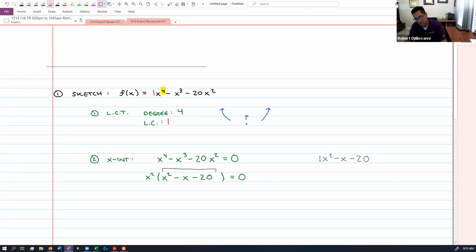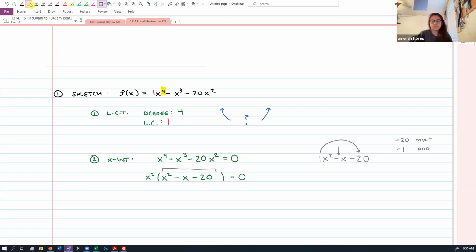You look at the number in front and the number in the back, and you multiply those, you get negative 20. And then you look at the number in front of x, which is negative 1. And you have to come up with two numbers that multiply to be this and add up to be this. Does anyone know what two numbers multiply to be negative 20 and add up to be negative 1? Negative 5 and 4.